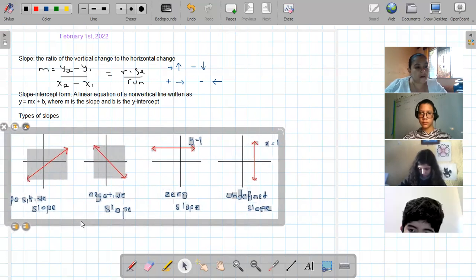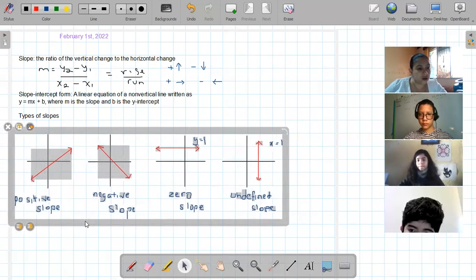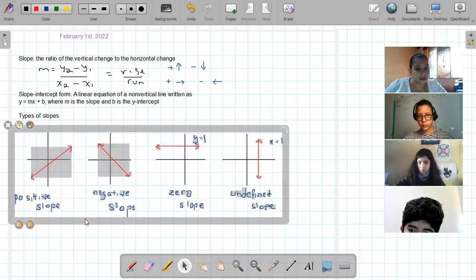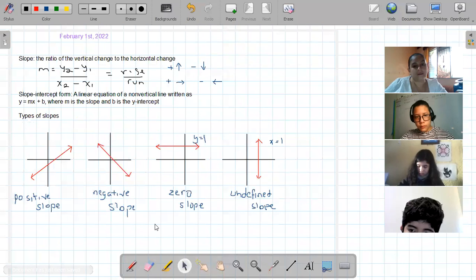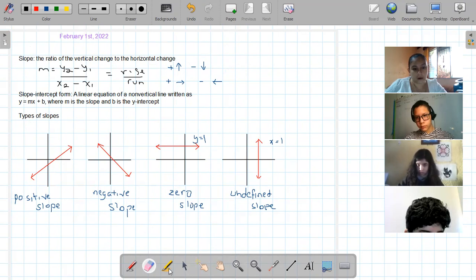Now, we have four different types of slopes. As you can see, ones that are moving so they can be correctly graphed, okay? We have four different types of slopes. Before I go into this definition and into this formula, first I want you to understand this part of the slopes, okay? So, four types of slopes.